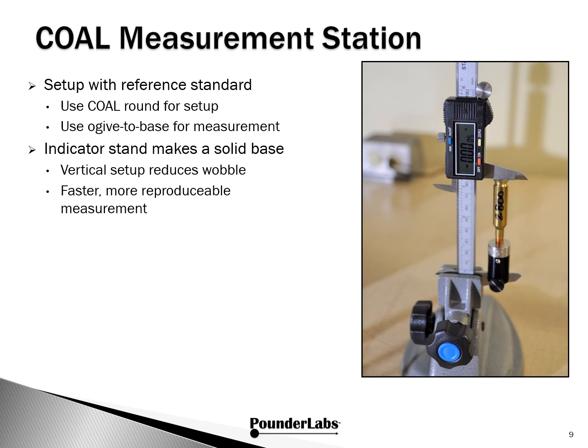Here's the finished round on the COL measurement station. Most reloaders are very familiar with this measurement. We set this up with a reference standard. We want to measure the cartridge overall length, but a lot of times the nose shape of the bullets isn't uniform. So once we've got a good measurement of COL, we use this setup to measure from the ogive to the base for a more accurate measurement. By using the indicator stand, we have a very solid base, and the vertical setup reduces wobble, making it easier and faster to get a reproducible measurement.